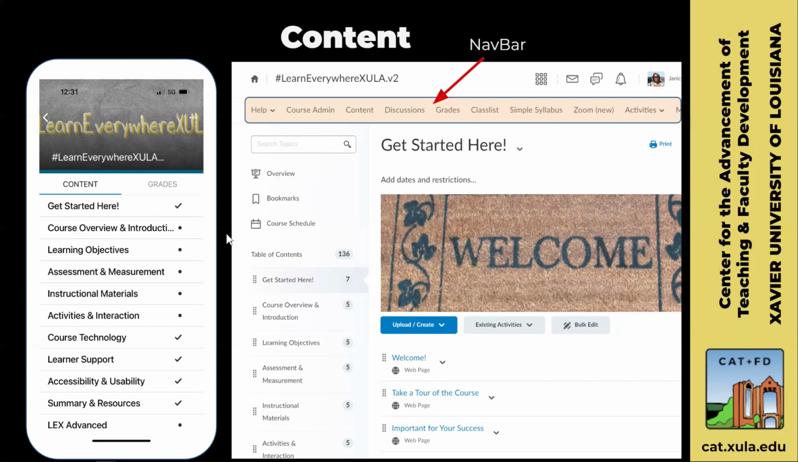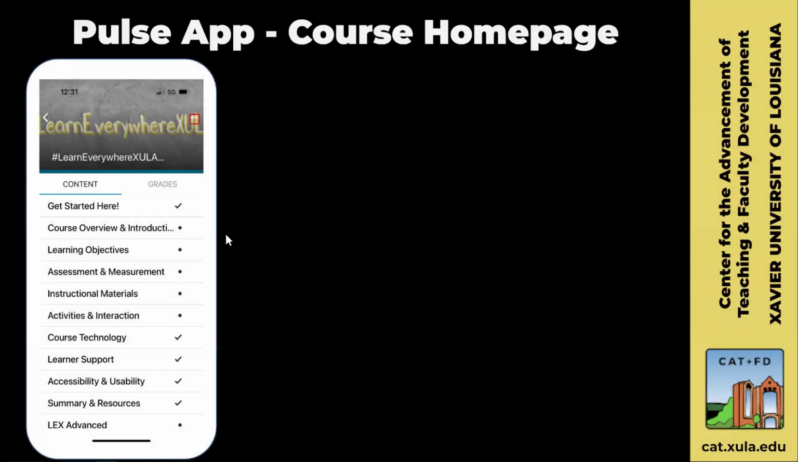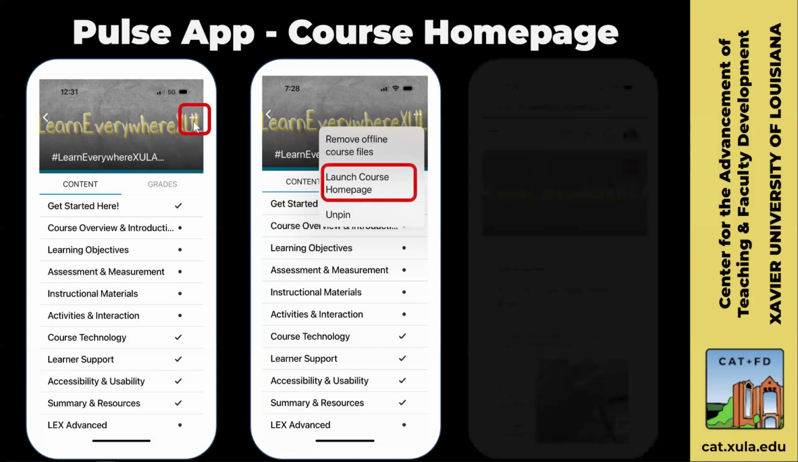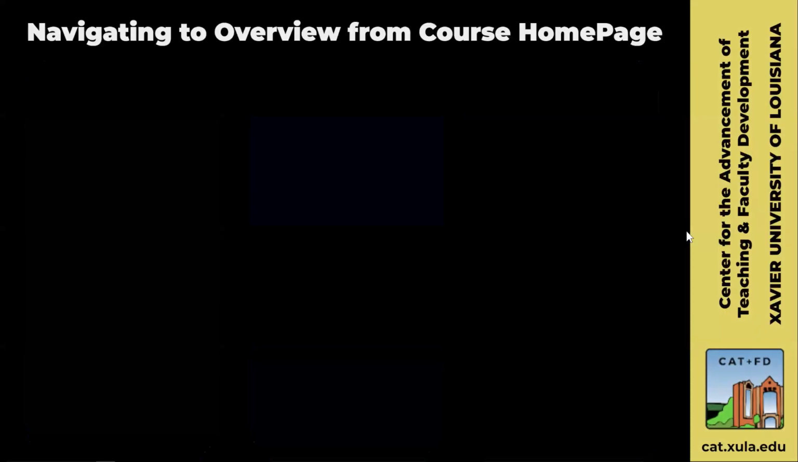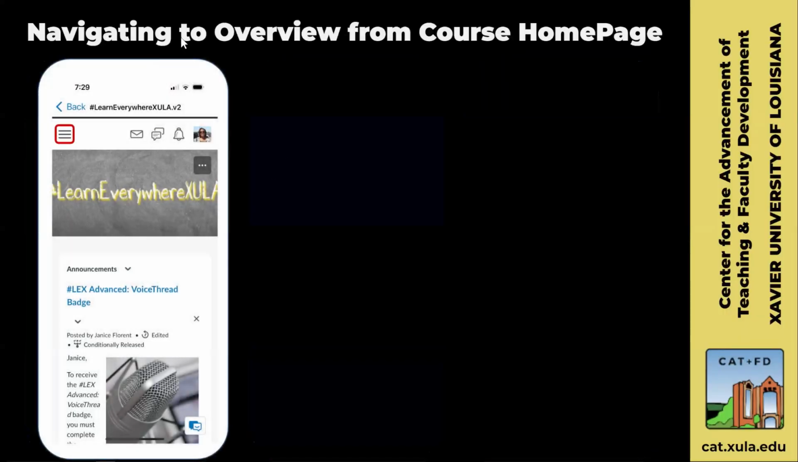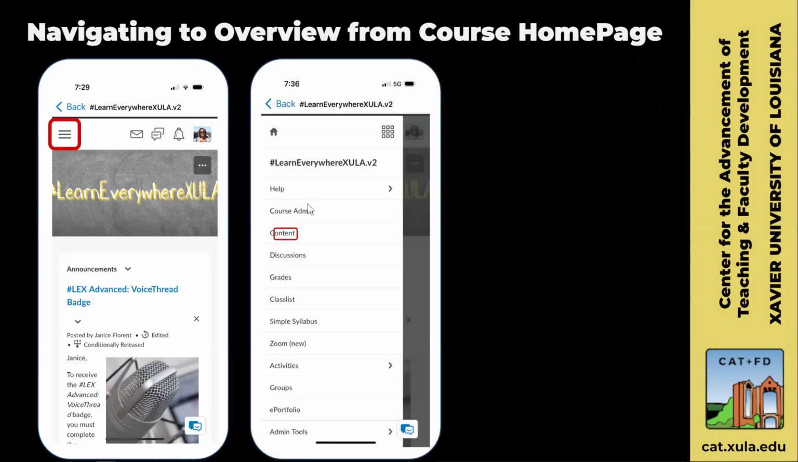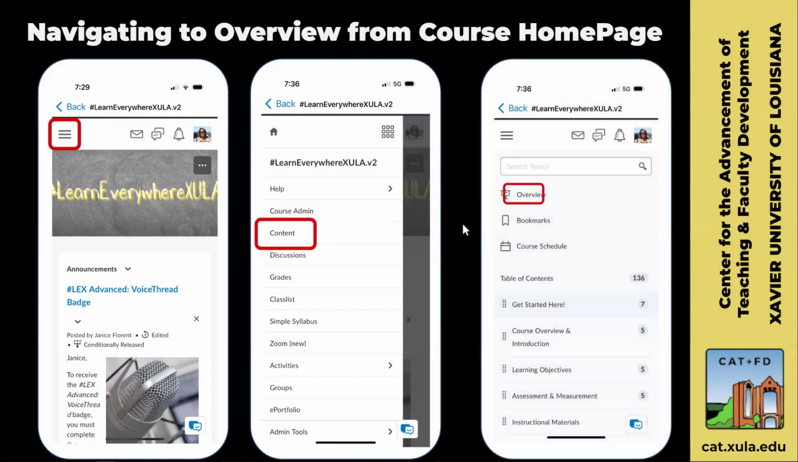So we were talking about trying to get to that overview, right? So remember, to get to the course homepage, you click the 3 dots, launch course homepage, and then that takes you here. I'm at the course homepage. So from this course homepage, to try to get to the overview, I need to touch this hamburger icon. That opens up my navigation bar. See here, help, course admin, content. Touch content. And then it opens that up and I can get to overview.